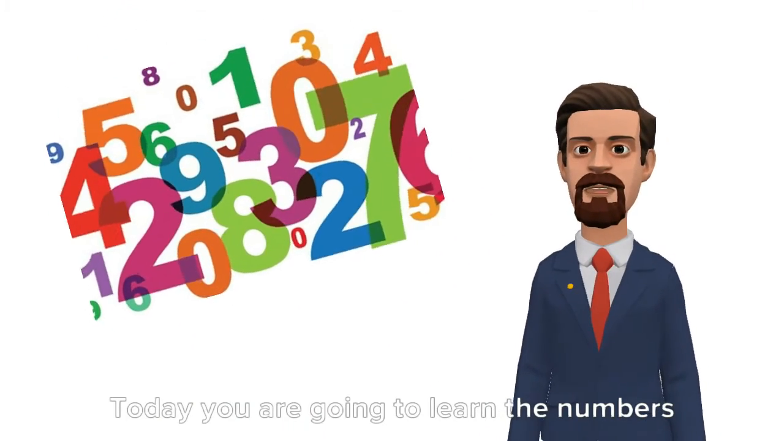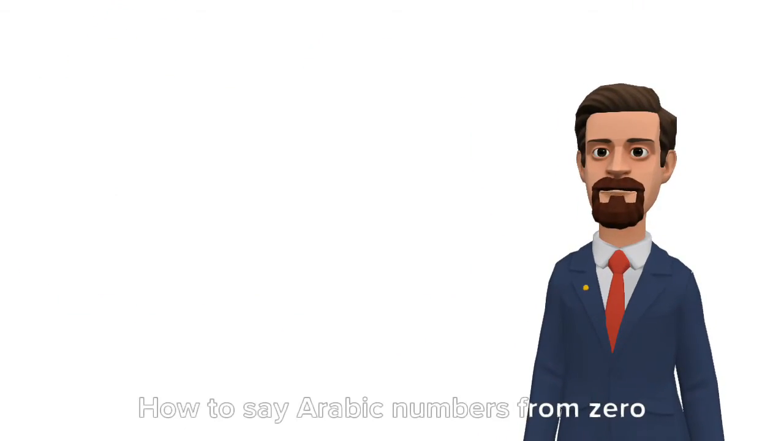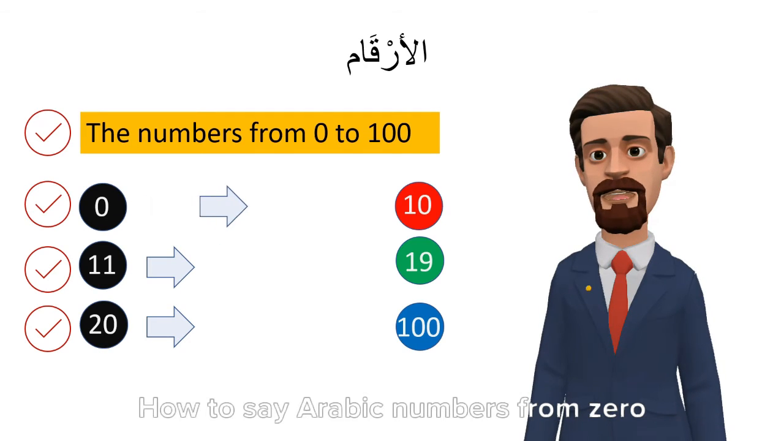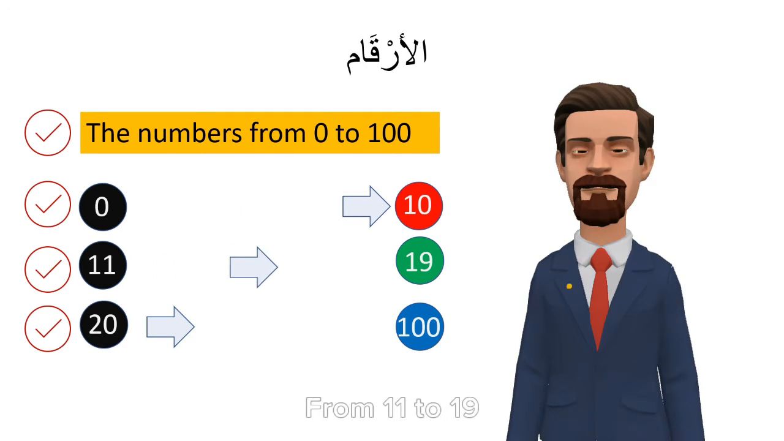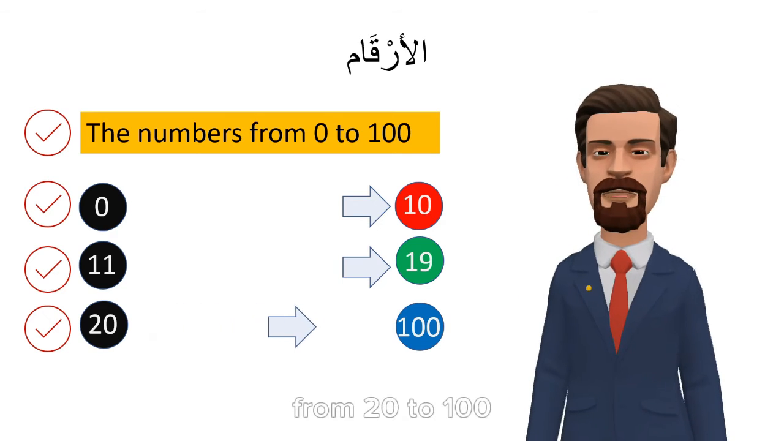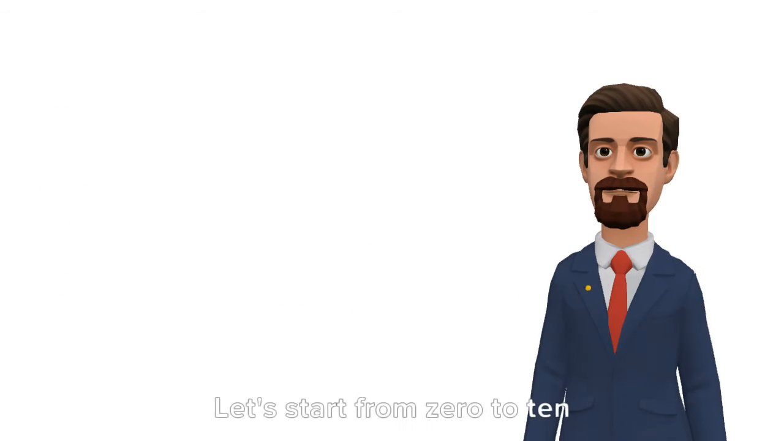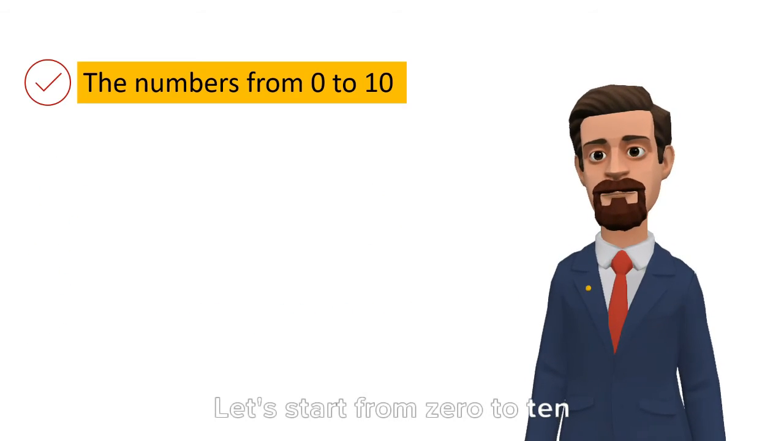Today you are going to learn the numbers in Arabic language. How to say Arabic numbers from 0 to 10. From 11 to 19. From 20 to 100. Let's start from 0 to 10.